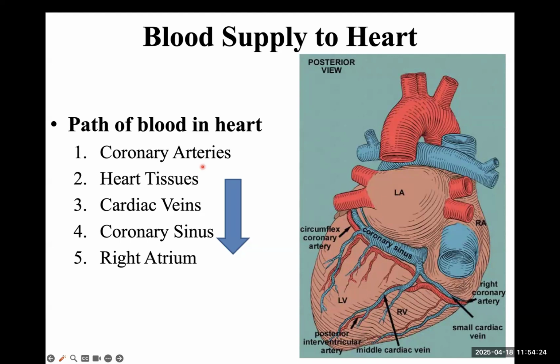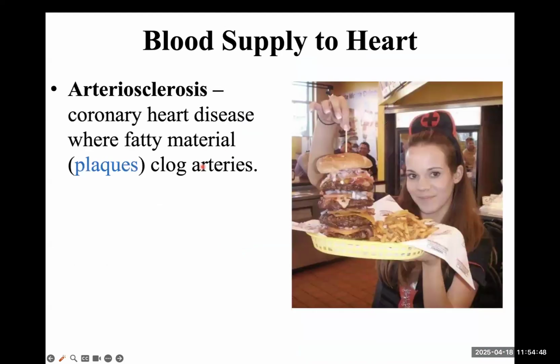Imagine it this way: like plumbing in your house, and you had a rust ball growing in there, and it gets bigger and bigger and starts clogging up your pipes, until eventually it stops the water from flowing through. Once you stop the blood from flowing through, it's going to be a heart attack. You're going to starve your heart muscle of oxygen, and your heart is going to stop. It's one of the leading causes of death in the United States.